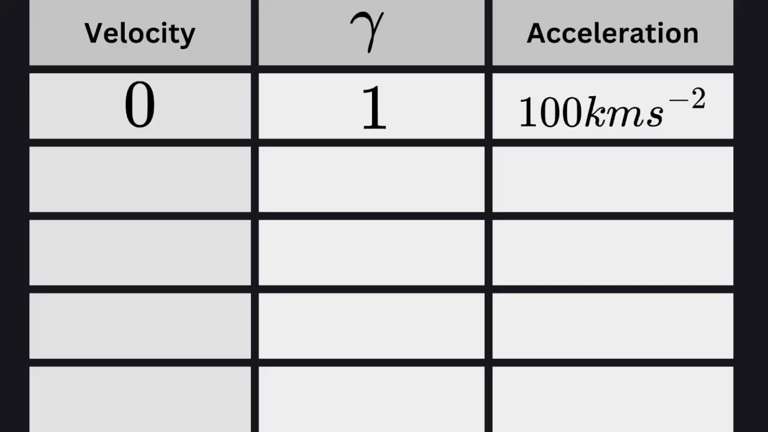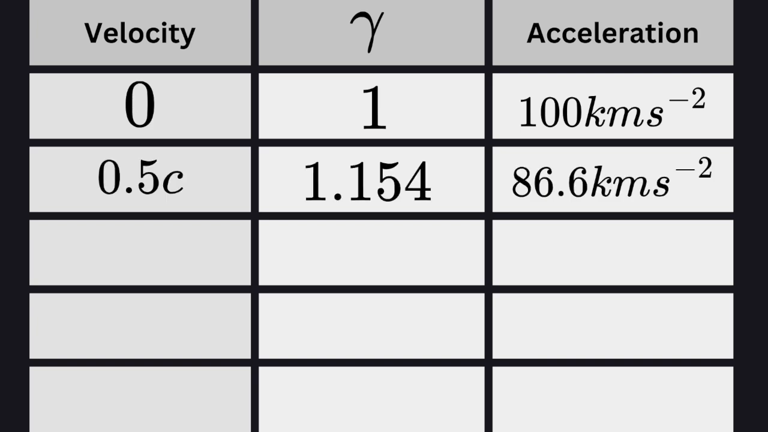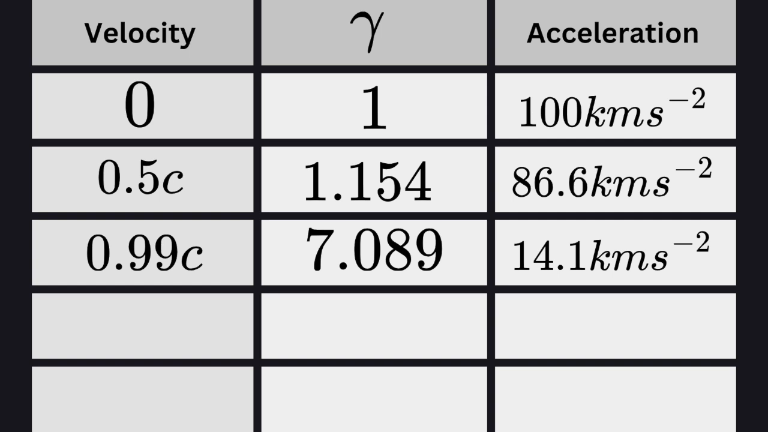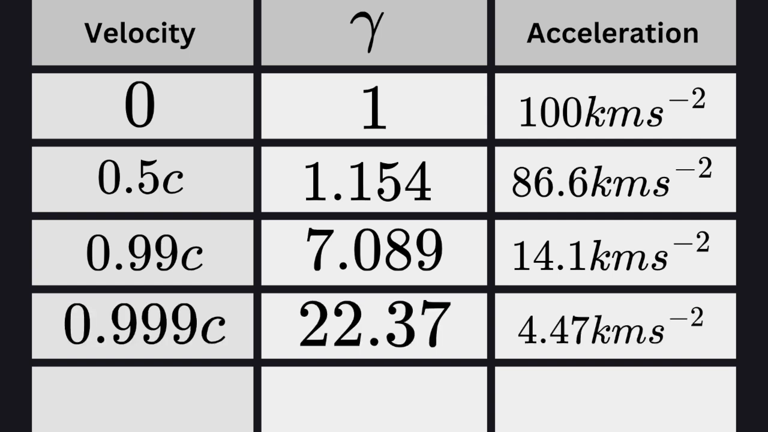Just to drill this point home, consider the following table. This table shows the acceleration values that we, the stationary observer, measure for the ship as it is being hit by the photons. At low velocities, this will be some value, let's say 100 km per second squared. At half the speed of light, this acceleration is reduced since the photons take longer now to hit the ship, giving a new acceleration of 86.6 km per second squared. At 99% the speed of light, this acceleration is reduced even further, to a value of 14 km per second squared. At 99.9% the speed of light, the acceleration is 4.47 km per second squared, and so on and so forth.